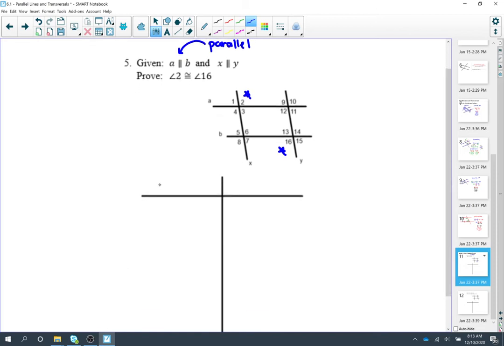Just like before, we're going to have our work. We're going to have our reasons. Then we're going to have number 1. And number 1 is still always your given. So we're going to fill in A is parallel to B, and X is parallel to Y. Then we're going to put a number 2. And we're going to go look for something we know.